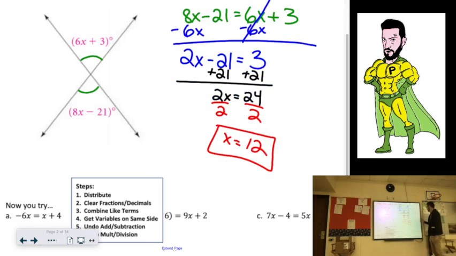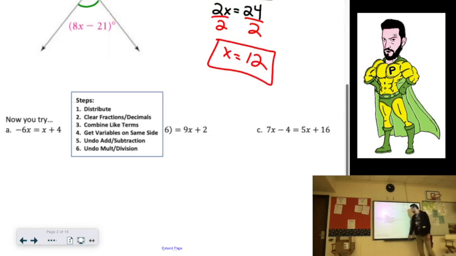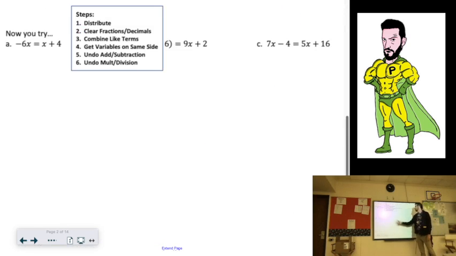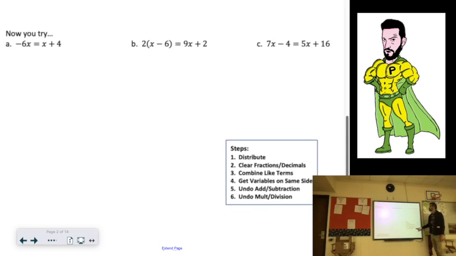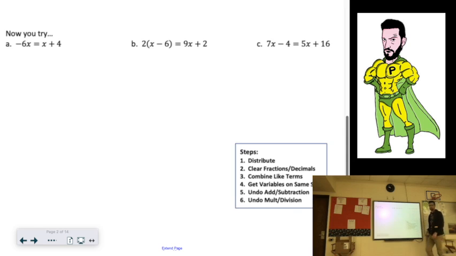So let's hop down here. And these are the ones I'd like you to try. You can always get rid of either x by doing its opposite. Typically, I get rid of the smaller one, but either way will work out. So we'll do b together, and then I want you to try a and c.